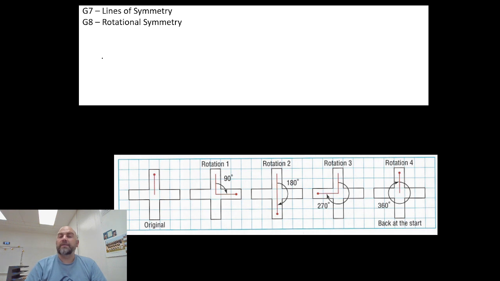So this one here is able to rotate 4 times. It's got an order of rotation of 4, and its angle of rotation would be 90 degrees because every 90 degrees it matches up with the original shape again. Okay, so this is what we're talking about when we mention rotational symmetry.